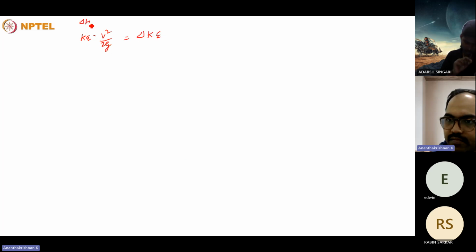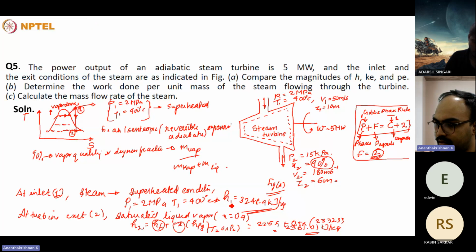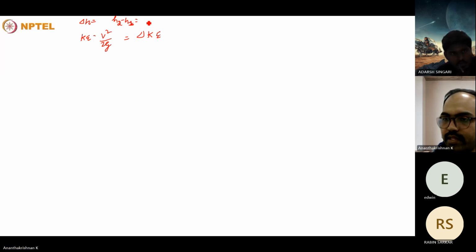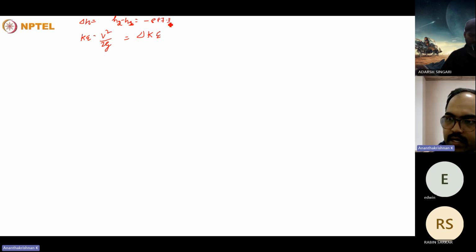So in the previous case, the enthalpy difference could be written as H1 minus H2, which we calculated. Sorry, H2 minus H1. You denote everything as output minus input. So it will be minus 887.39 kilojoule per kilogram.